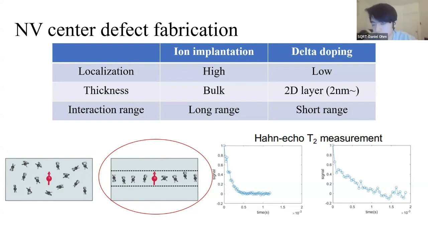So one interesting thing that happens is that as you decrease the temperature, you would think the noise would decrease as well for delta doped diamond. It decreases for bulk. But for 2D spin baths, when you decrease the temperature, the overall noise actually goes up.